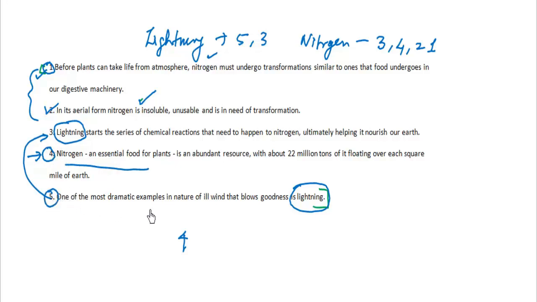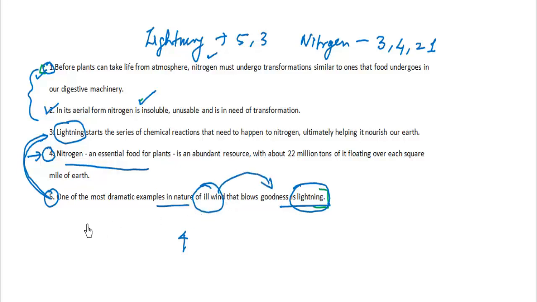Now look at statement 5. One of the most dramatic examples in nature of ill wind that blows goodness is lightning. Now, how does lightning give way to nitrogen? Now just observe statement 5 and 3. Statement 5 says one of the most dramatic examples in nature of ill wind that blows goodness. That means a bad thing getting a good thing. That is what basically it means.